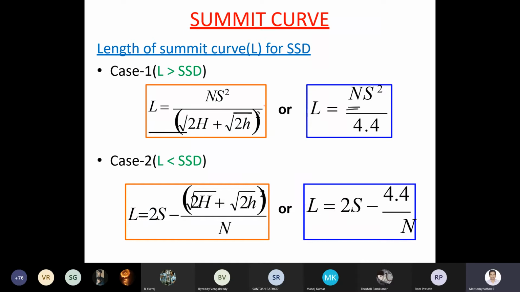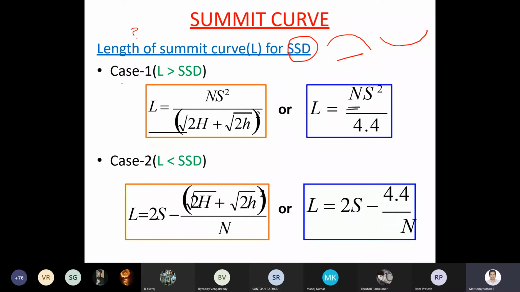We discussed in yesterday's class which parameters influence the summit curve and which influence the valley curve. Here we were talking about comfort and overtaking sight distance, or headlight sight distance. For the summit curve, the stopping sight distance and the overtaking sight distance play the major role. So according to that, we get the length of the summit curve when we consider the stopping sight distance.